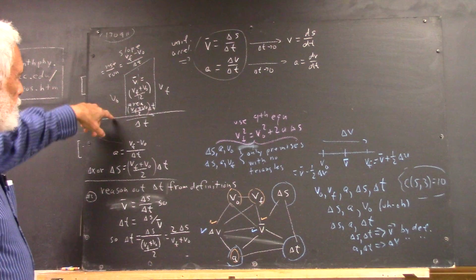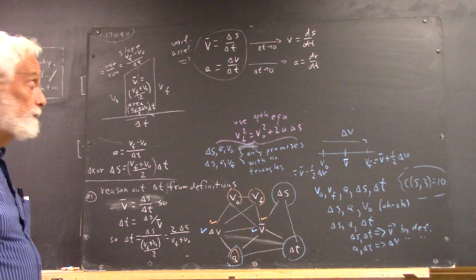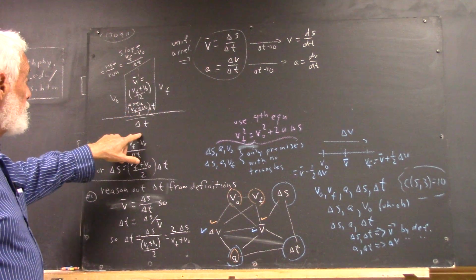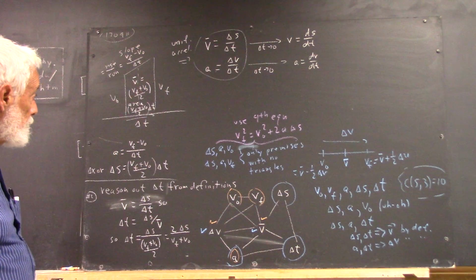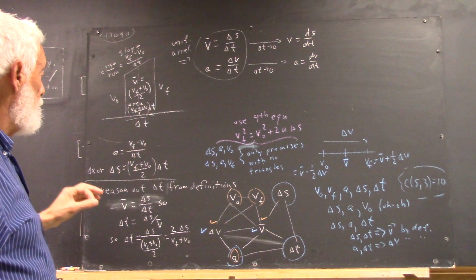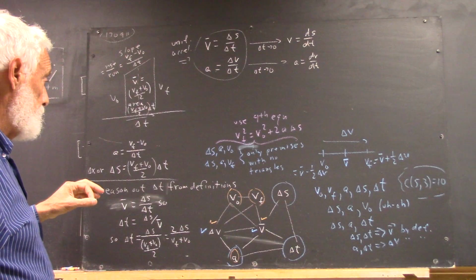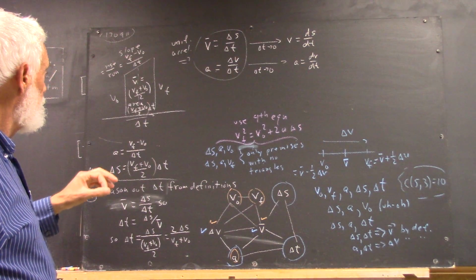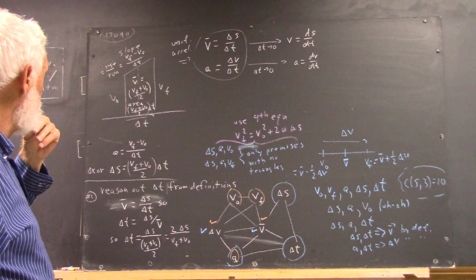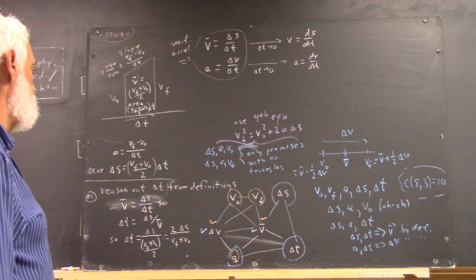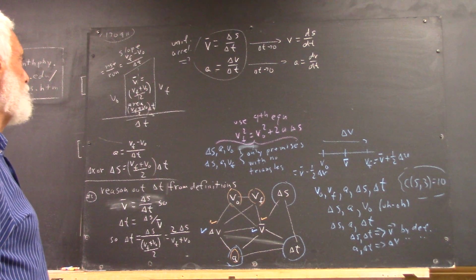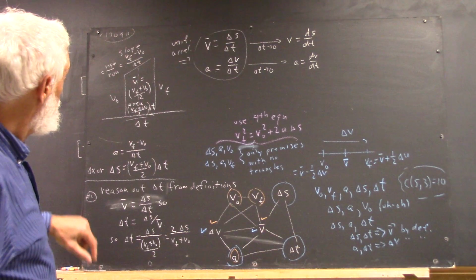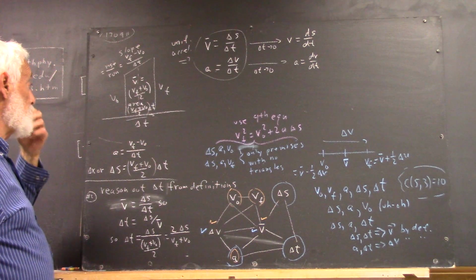Now, I remind you of the trapezoid for V naught, VF, delta T, because I think the situation said you're given VF, V naught, and delta T. I don't remember what you're given, doesn't matter. We look at how you reason it out no matter what you're given.